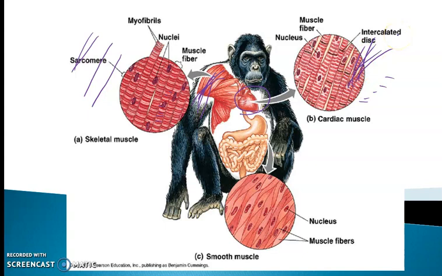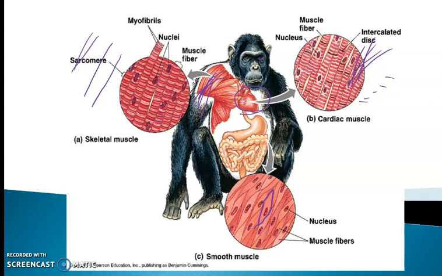We have smooth muscle. It doesn't have the banding pattern. It actually has these small fusiform cells. Fusiform means tapered at the ends. And it's found in walls of hollow organs. It's found in your iris, and in the smooth muscle around your capillaries.